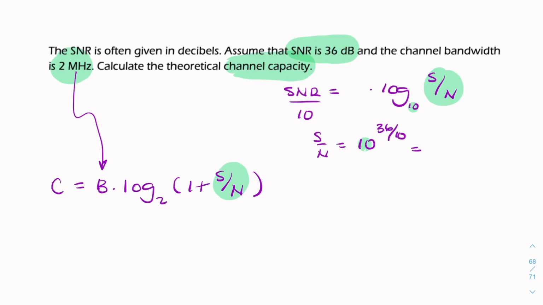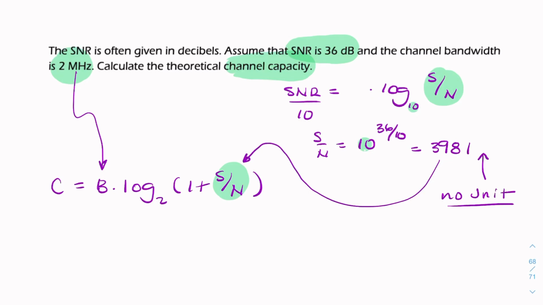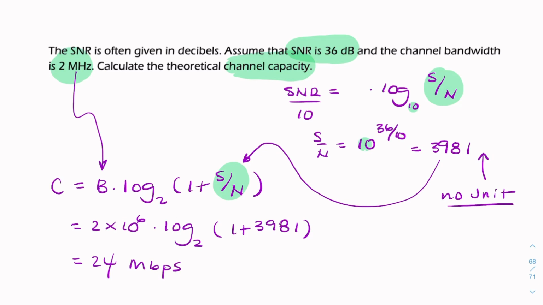So that'll give you 3981. There's no unit there because it's a ratio of powers. So this 3981, that goes into there. So now we can calculate the channel capacity. And that'll give us roughly 24 megabits per second.